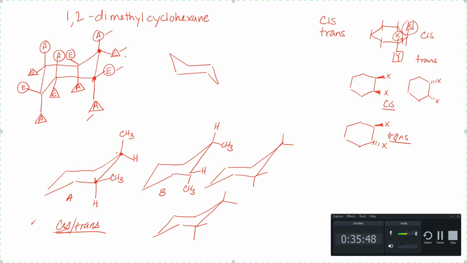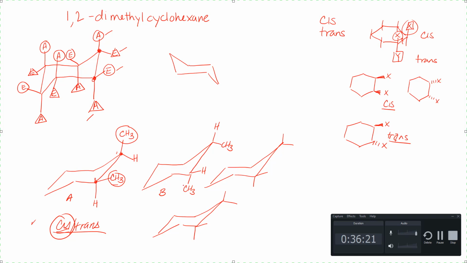What tells me whether these are cis or trans? Whether they're both above, both below, or above and below. So, question, what is this methyl group, above or below? If you said above, that's correct. What about this methyl group, right here, above or below? If you said above, you are correct. What is A? A is cis.